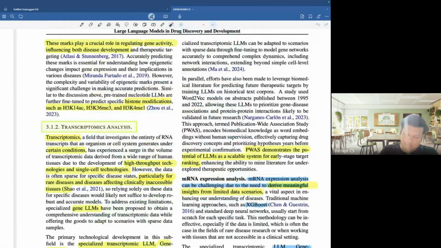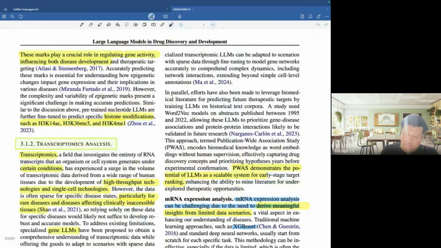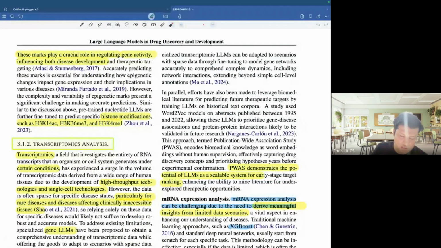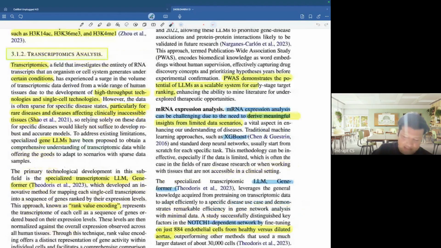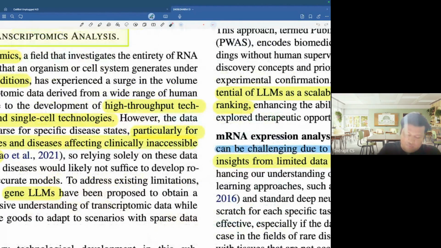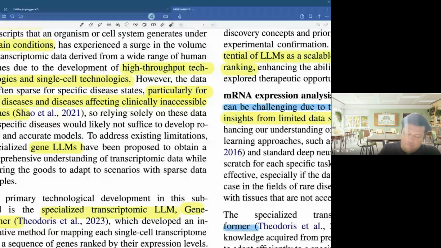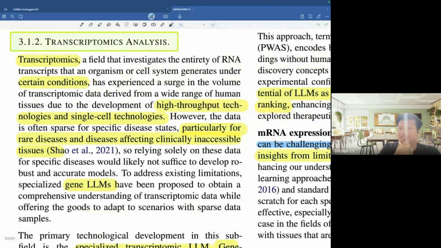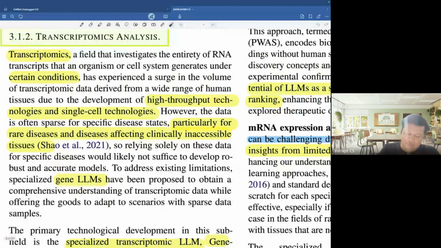So these marks are playing a crucial role in regulating gene activity, influencing both disease development and therapeutic targeting. All right, so this is the first stage, and then we have transcriptomics analysis, which is basically investigating the entirety of RNA transcripts that an organism or cell system generates under certain conditions.